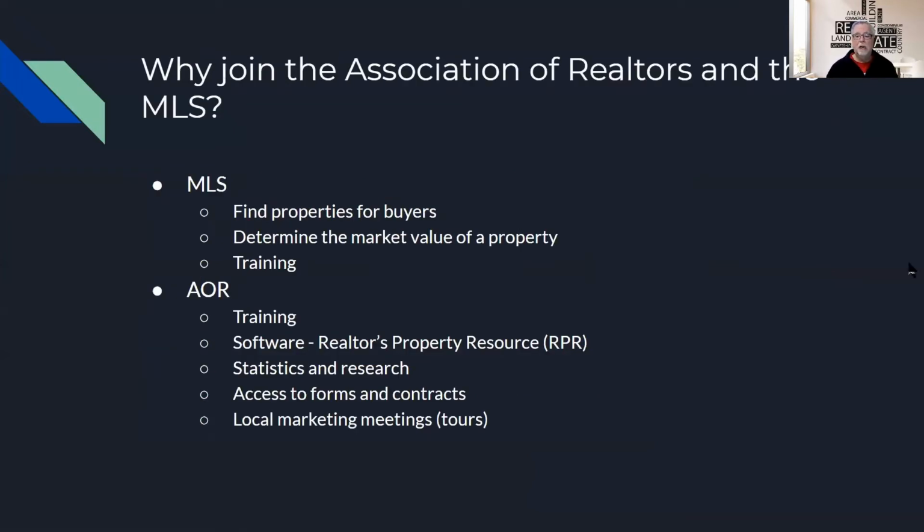So first of all, let's talk about why you would want to join the Association of Realtors or the multiple listing service. The multiple listing service may be a little more obvious. It allows you to search for properties for buyers. You can set up alerts where they're being sent listings, but it also allows you to determine the market value of the property in a way far more accurate than what they're going to get from looking at Zestimates on Zillow or Redfin or Realtor.com or that sort of thing. Plus, the multiple listing service provides training on how to use the software and how to do other things that are useful for real estate agents.